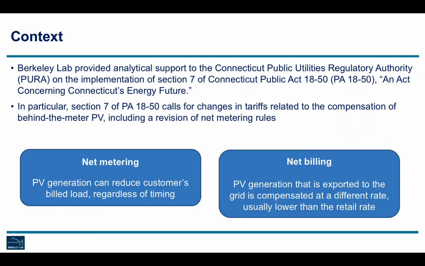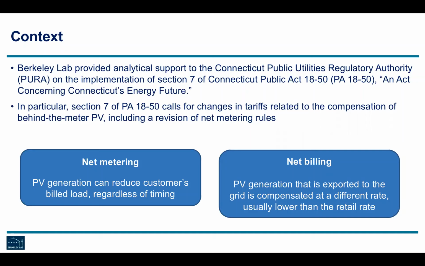So we provided analytical support to the Connecticut Public Utilities Regulatory Authority, or PURA, which is the PUC equivalent for Connecticut, on the implementation of Section 7 of legislation passed in Connecticut, PA 18-50, which was called An Act Concerning Connecticut's Energy Future. In particular, we focused on a part of the law that called for changes in tariffs related to the compensation of behind-the-meter solar, and that included a revision of the net metering rules.